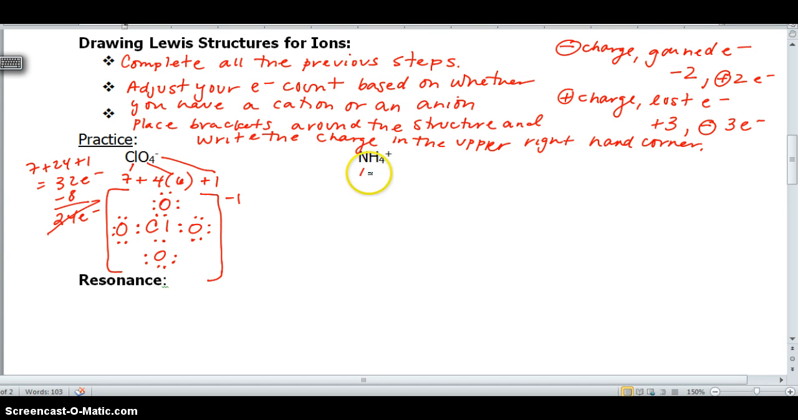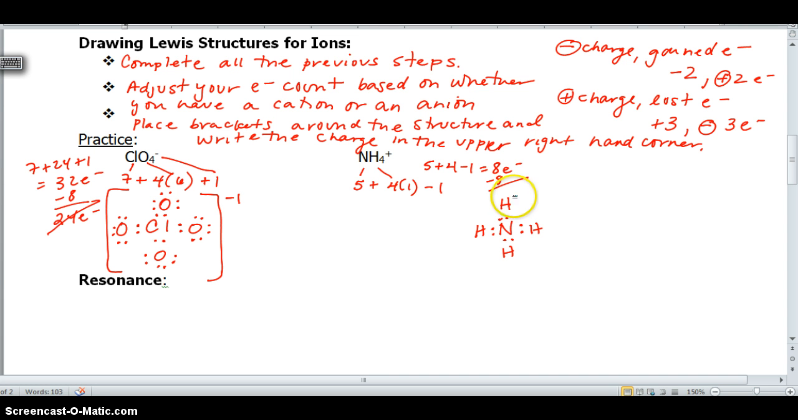NH4 plus, we've got 5 valence electrons from nitrogen, plus 4 times 1 from each hydrogen, and then that +1 means it's actually lost an electron, so we'll subtract that electron off. So the math ends up being 5 plus 4, and then -1. So we have 8 electrons to work with in this case. Again, the central atom is no big mystery. Nitrogen is going to go in the center. We're going to assume single bonds and attach those hydrogens. And that just used up my 8 electrons, so I'm out of electrons.